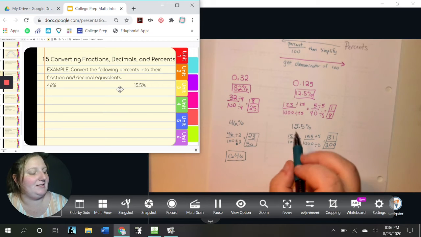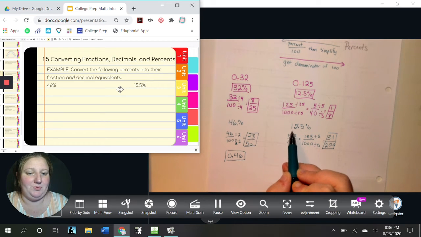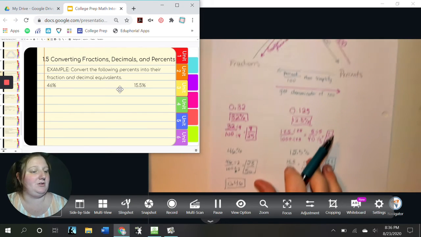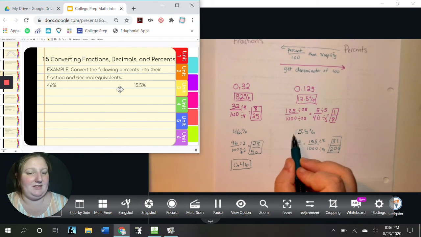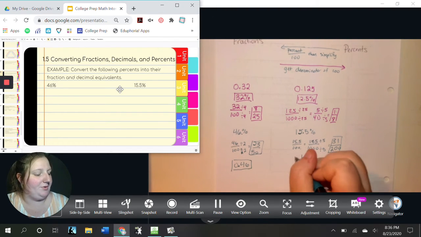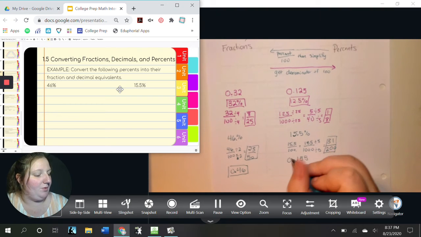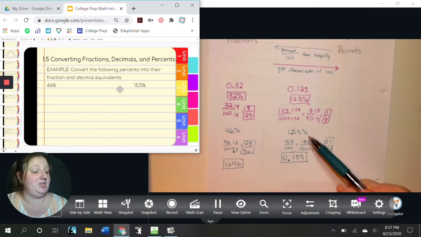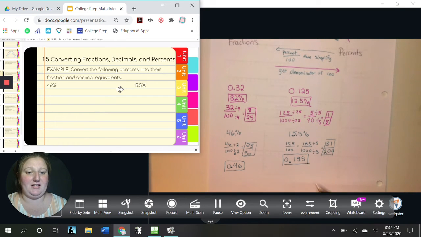And then to get our decimal, we just move the decimal 2 places to the left, or what we're really doing is dividing by 100. So if we move our decimal 2 places to the left, we get 0.155, or you can put the 0 out in front, 0.155. All right, so that's changing a percent into a fraction and into a decimal. And then the very last conversion we're going to look at is converting a fraction into a decimal and into a percent.